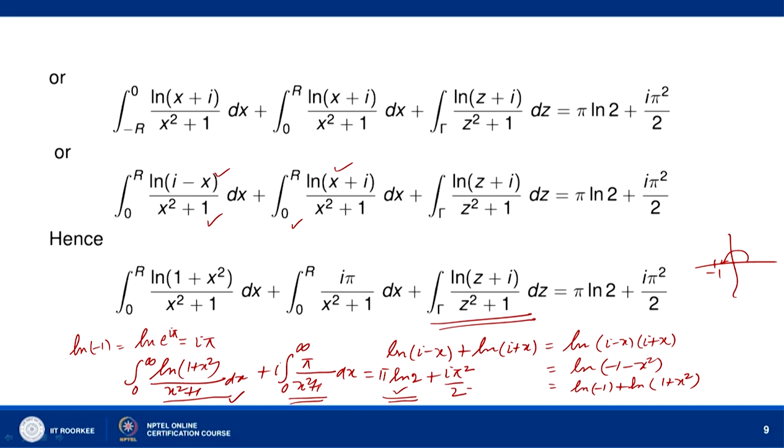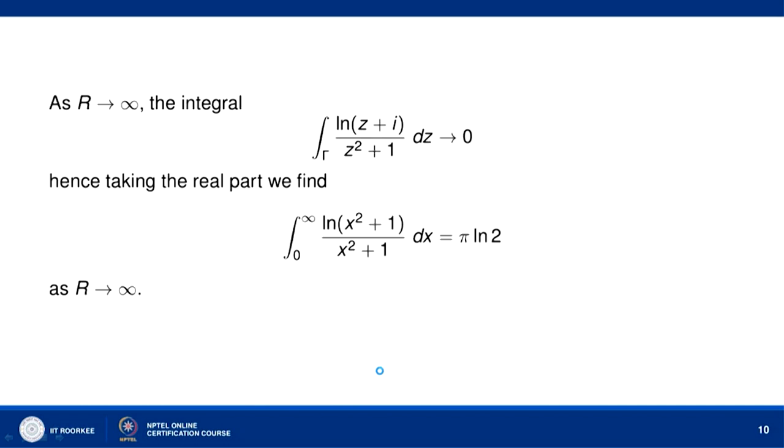So, this is equal to this and this is equal to this, and what we get here is the integral from 0 to infinity of ln(x² + 1)/(x² + 1) dx equal to π ln 2 as r goes to infinity. Now, let us show that the integral over gamma of ln(z + i)/(z² + 1) dz goes to 0 as r goes to infinity.